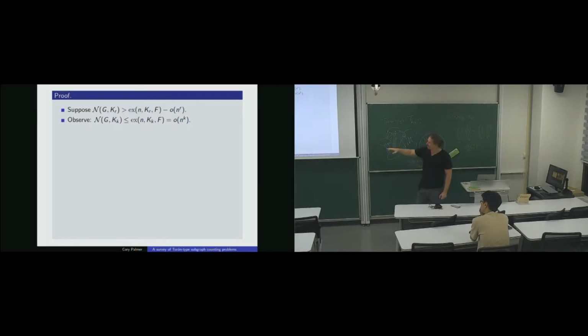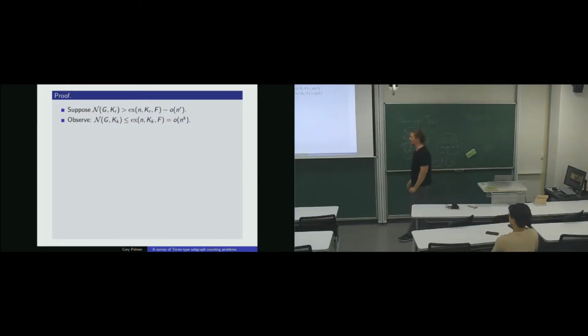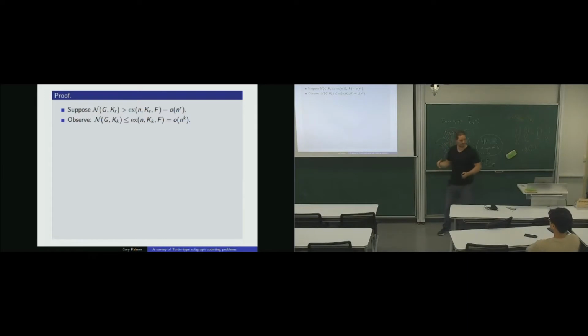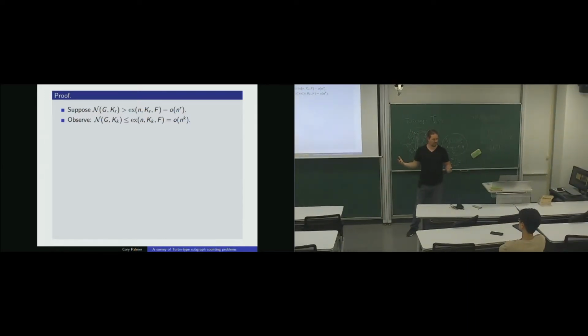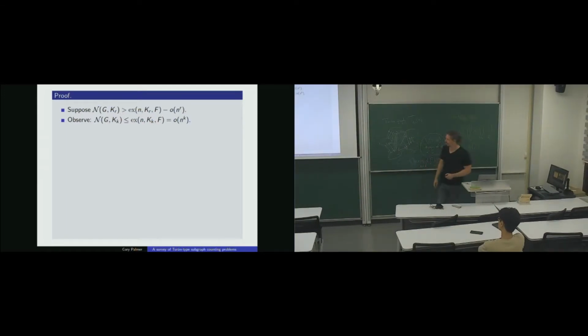Basically the reason is if you have too many copies of KK, you will have a blow-up of KK, but a blow-up of KK contains F because F is k-chromatic there. I'm not proving that. That's just already a theorem of Erdős, Alon and Shikhelman.